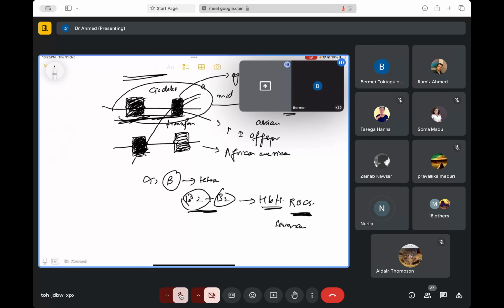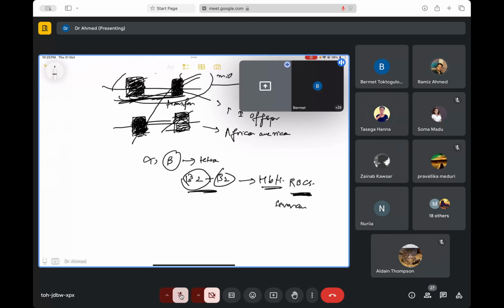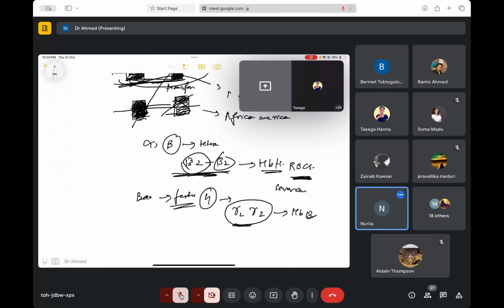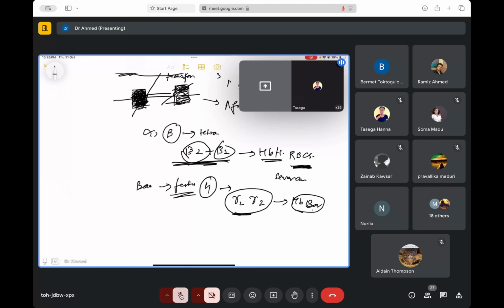What if all four are deleted? For example, in a fetus, if all four genes are deleted, you are only left with the gamma chains. So you'll be seeing a gamma tetramer, as here we were seeing a beta tetramer. This gamma tetramer is known as hemoglobin Bart, and this kind of baby cannot survive.